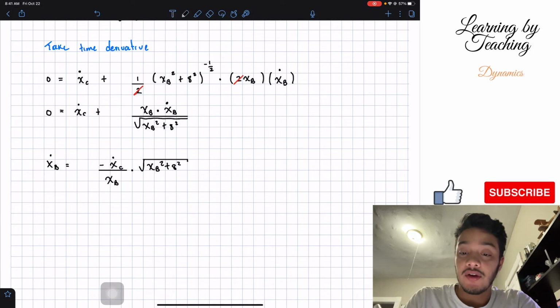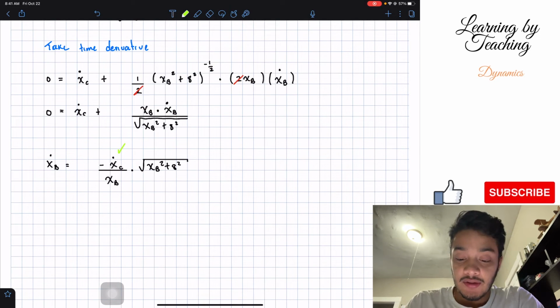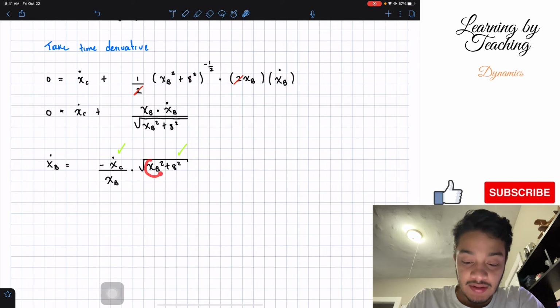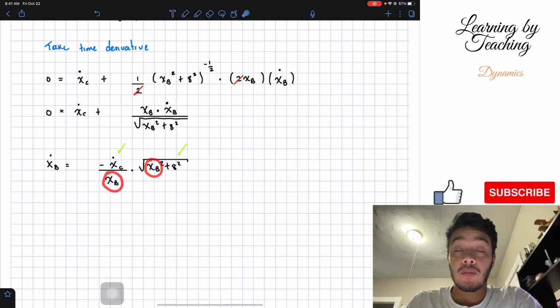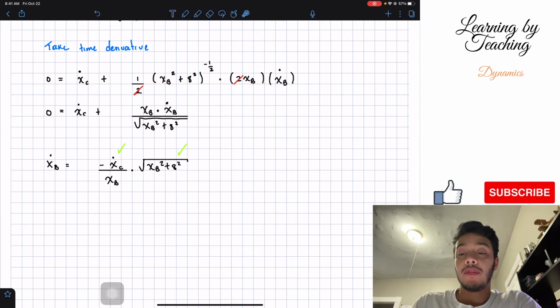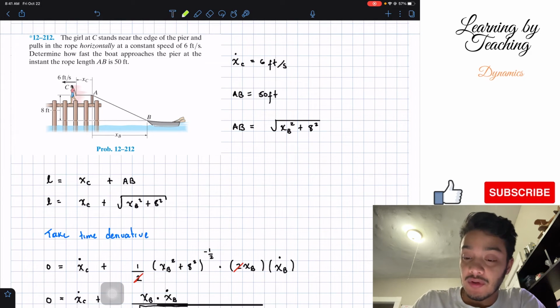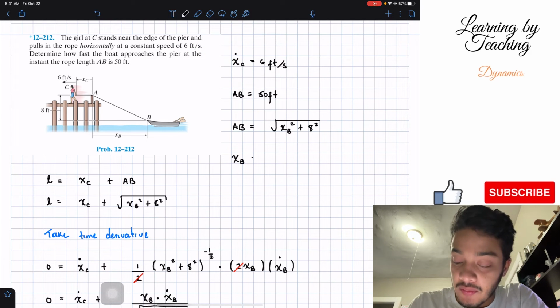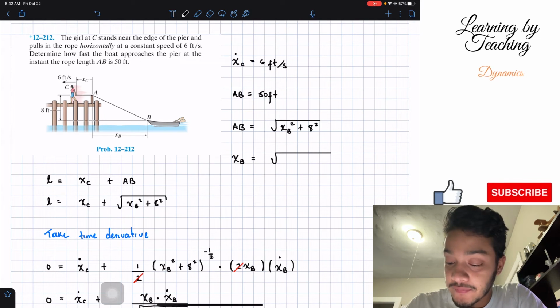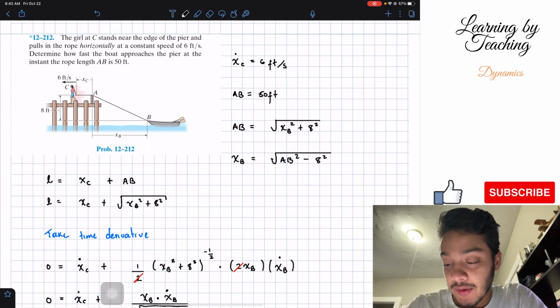So let's check this out. Which numbers do we have? We have the velocity at C. We know that this is just 8 squared, but we're missing the length of XB at this instant at which we want to evaluate this equation. The good thing is that we have an equation here where we can solve for XB. If we solve for XB, XB will be equal to the square root of AB squared minus my opposite squared.